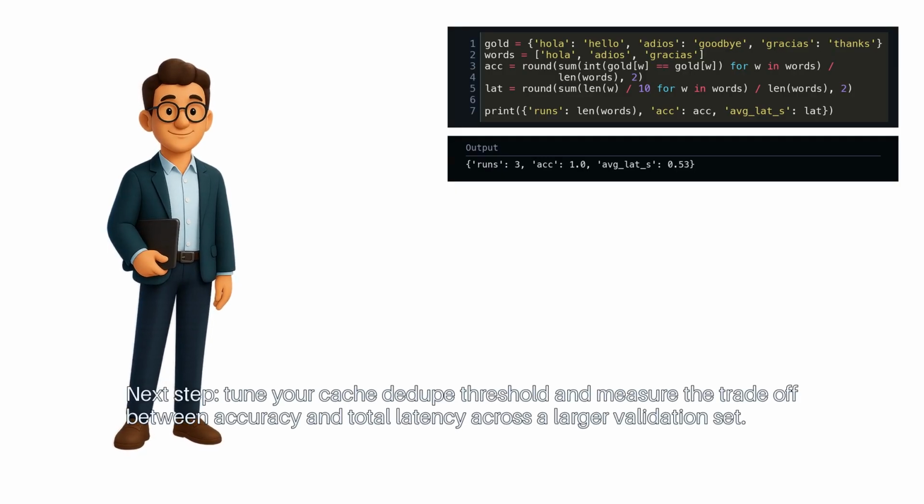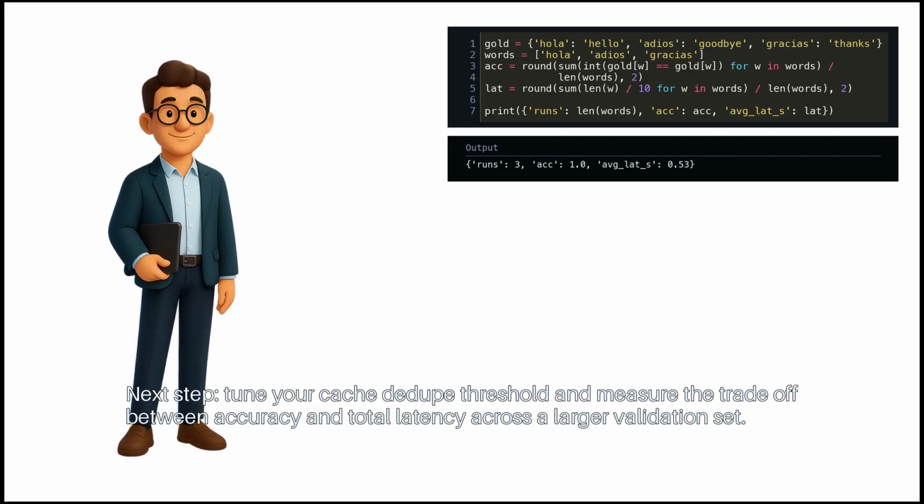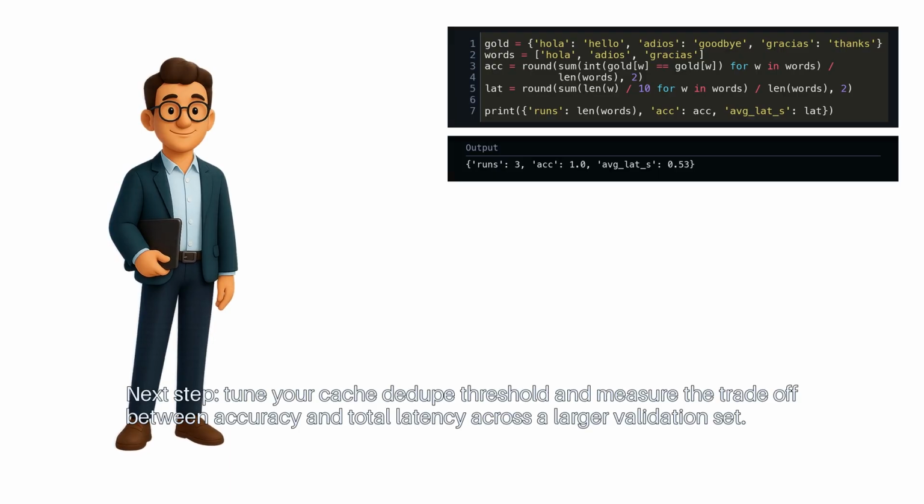Next step: tune your cache dedupe threshold and measure the trade-off between accuracy and total latency across a larger validation set.